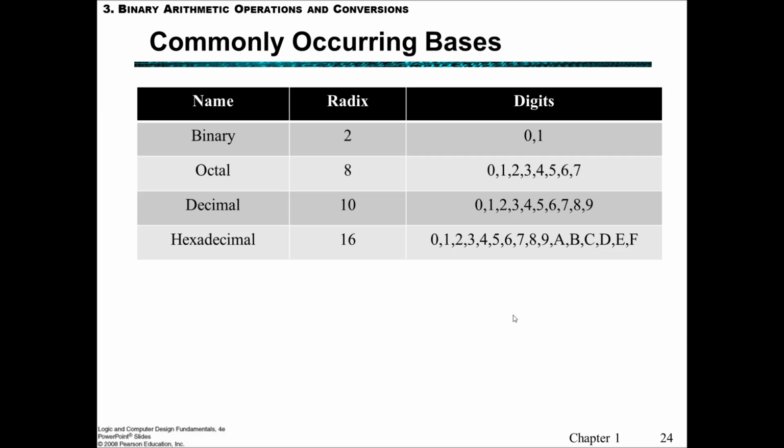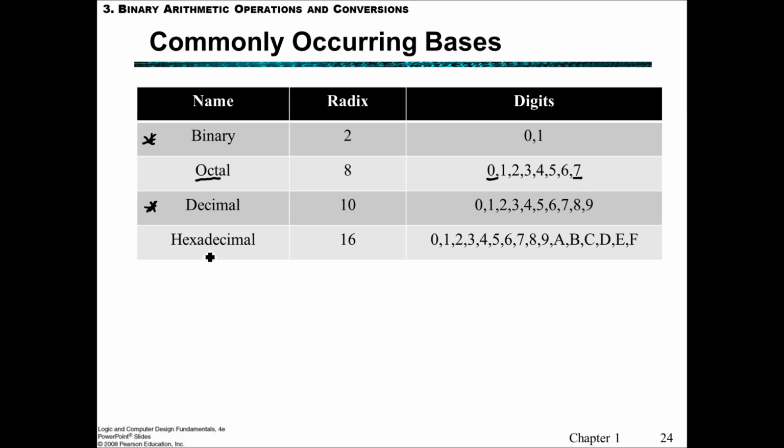Here are some commonly occurring bases. We've obviously already seen binary and decimal. We've already had a look at these ones, where the radix is 2 and 10 respectively. Obviously the digits being 0 and 1, and then the digits being from 0 to 9 to make up the decimal. Octal, like octagon or octopus, this is 8, so it means there are 8 digits from 0 to 7, so this has a radix of 8.